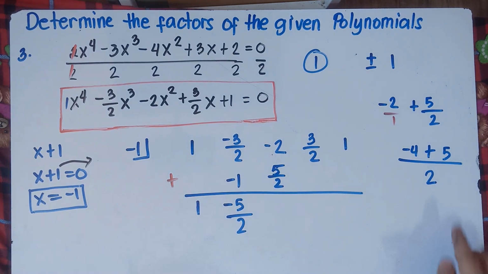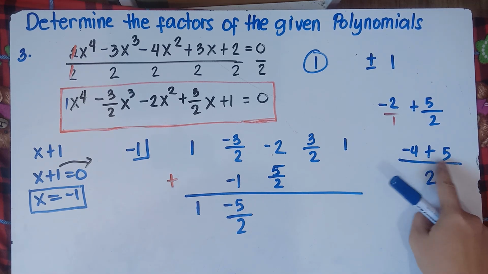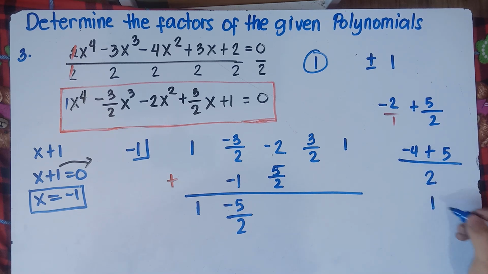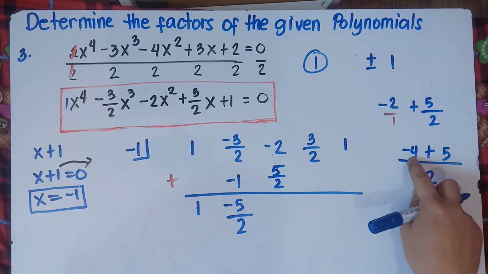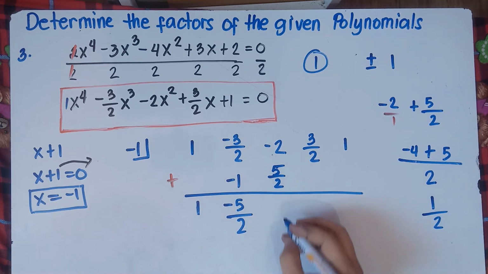Alright, and then you combine negative 4 plus 5. If the signs are not the same, you subtract. 5 minus 4 is 1. And we have positive 1, because 5 is greater than 4. So positive 1, then over 2. So this will be 1/2.